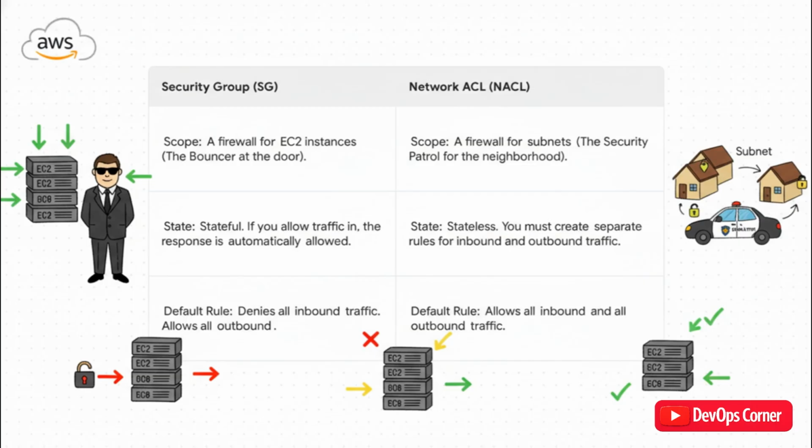They're stateful, which is a fancy way of saying if you're on the list to get in, they automatically know to let you back out. Then you have network ACLs, or NACLs. These are more like the security patrol for the entire neighborhood, the whole subnet, and they are stateless. This is a big deal. It means you have to give them explicit instructions for traffic coming in and for traffic going out.